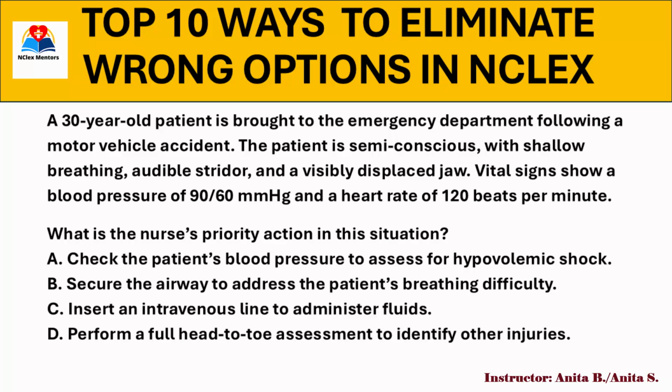A 30-year-old patient is brought to the emergency department following a motor vehicle accident. The patient is semi-conscious with shallow breathing, audible stridor, and a visibly displaced jaw. Vital signs show a blood pressure of 90/60 mmHg and a heart rate of 120 beats per minute. What is the nurse's priority action in this situation? The options given to you on the screen are: Option A, check the patient's blood pressure to assess for hypovolemic shock. Option B, secure the airway to address the patient's breathing difficulty. Option C, insert an intravenous line to administer fluids. Option D, perform a full head-to-toe assessment to identify other injuries.